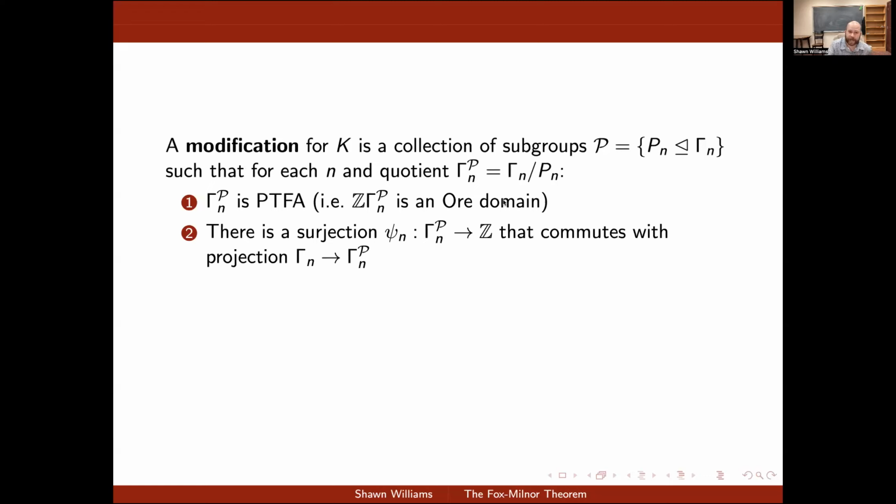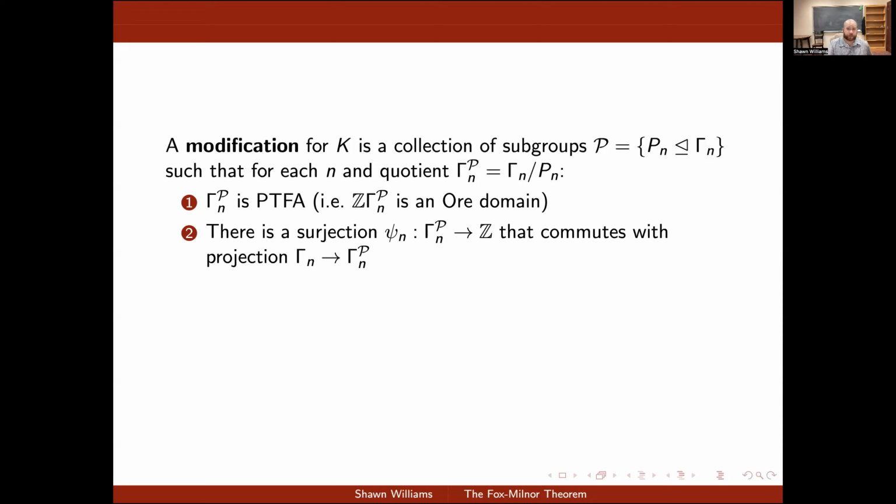And two, we have a surjection from Gamma n P to Z that commutes with the projection of Gamma n to Gamma n P. So the second condition, what I mean by this is we know that there's a natural surjection from Gamma n to Z. And I want that surjection to be the same thing as if I composed with Gamma n P and then composed that with psi n, I would get that surjection.